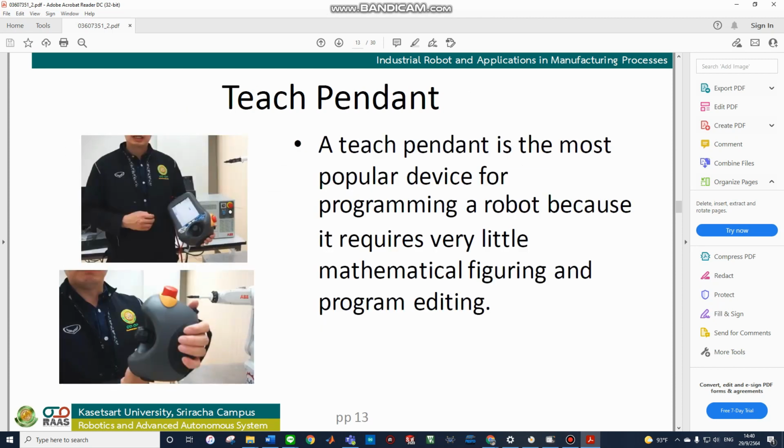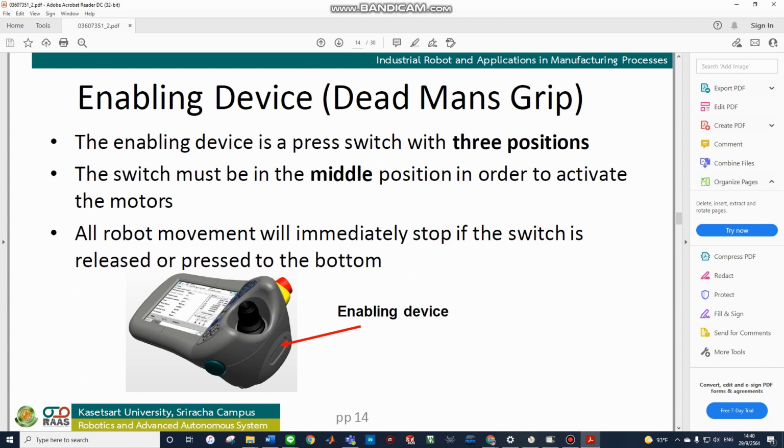The teach pendant. The teach pendant is the most popular device for programming a robot because it requires very little mathematical figuring and program editing.